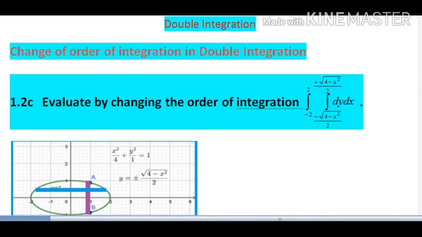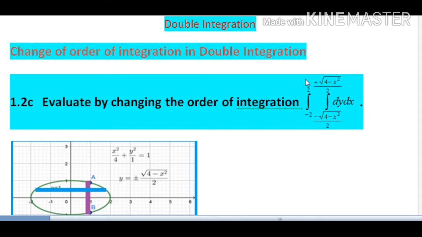If you have seen my previous videos on double integration, earlier I explained how to evaluate double integration, what the rules are to perform it, and how we can find area under the curve and volume of the surface using double integration. So these concepts have already been discussed. Now we have to evaluate double integral by changing the order of integration. So this is a new topic, change of order of integration in double integration.